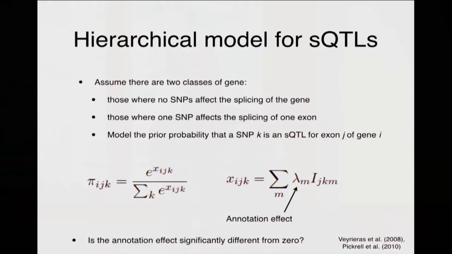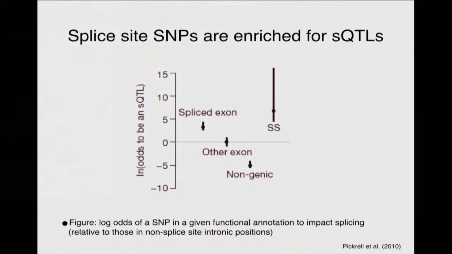We're going to build the same prior probability model: the prior probability that SNP K is a splicing QTL for exon J of gene I is going to have this form. And again, it's going to depend on this annotation effect. Then we can label each SNP according to whether or not it's, say, in a splice site, and ask whether this annotation effect is different from zero. Are SNPs that fall in splice sites significantly enriched for splicing QTLs? As you might guess, the answer is yes.